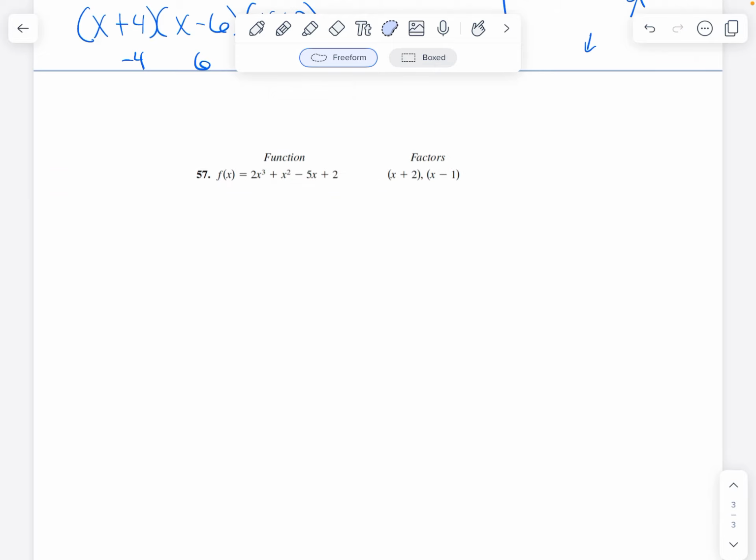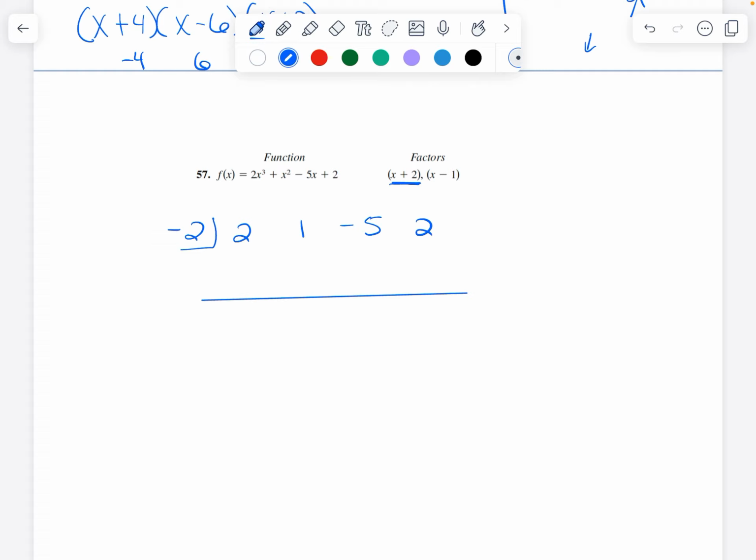All right. So I'm going to first synthetic divide by the factor x plus 2. So in the box goes negative 2, and then across I have 2, 1, negative 5, and 2. So I'm going to do my synthetic division here, bringing down the first number. 2 times negative 2 is negative 4. Add there, so I get negative 3. Negative 3 times negative 2 is 6. Add and I get 1. 1 times negative 2 is negative 2. So I get, again, a remainder of 0. So, hey, x plus 2 is a factor.